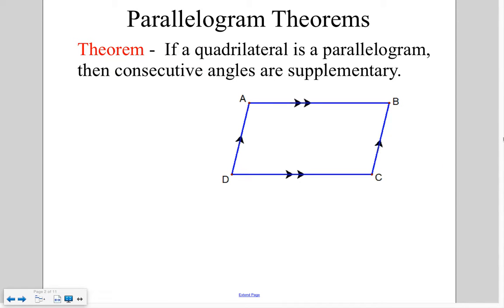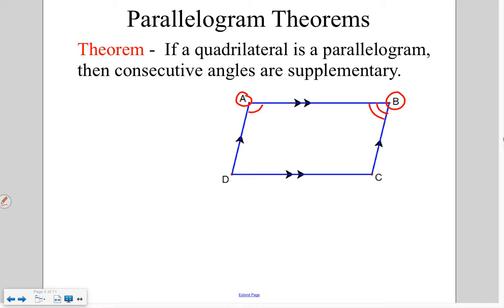Our first theorem that goes along with parallelograms: if a quadrilateral is a parallelogram, then consecutive angles are supplementary. Consecutive angles mean angles that are next to each other as we work around the parallelogram, clockwise or counterclockwise. So angle A and angle B are consecutive because they're right next to each other as you go around the parallelogram.